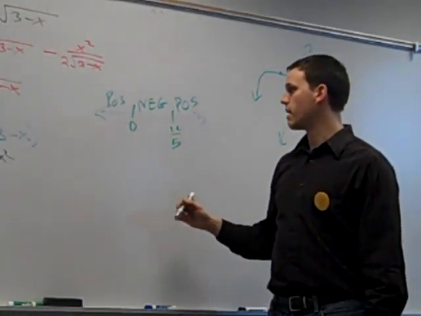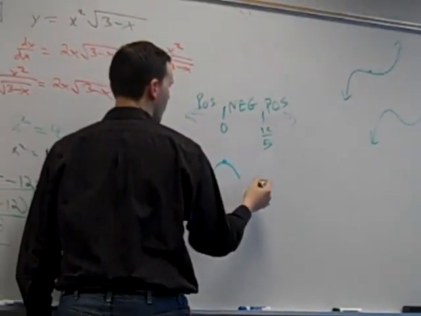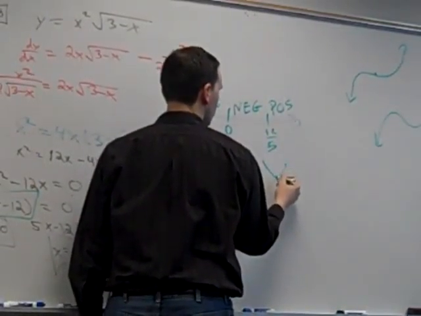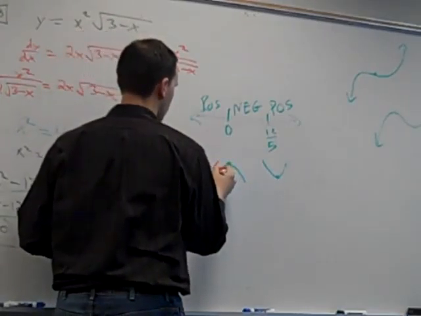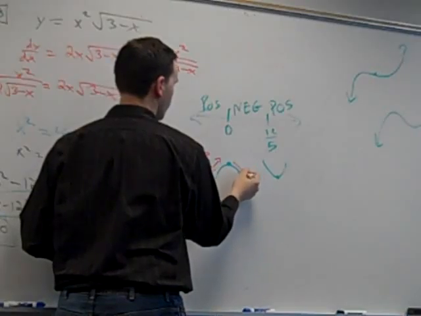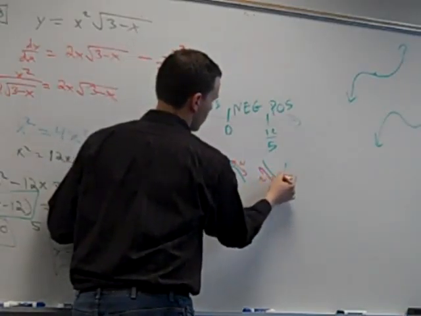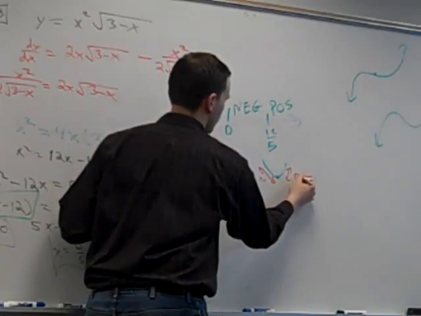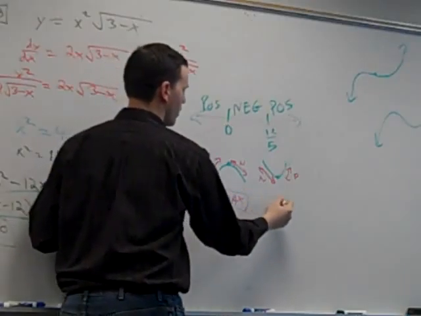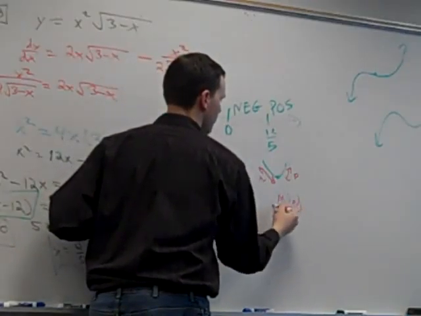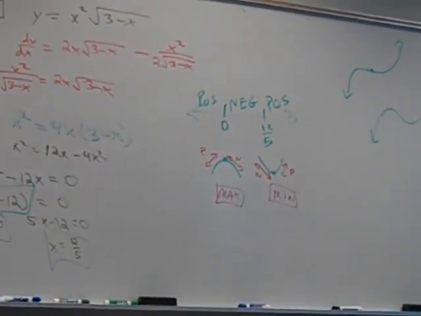So that means that at 0 we're at a max, and at 12/5 we're at a min, because of the tangent lines. That's positive, that's a negative, that's a negative, that's a positive. So 0 is a max, and 12/5 is a min. And there you have it. And then you just plug it back into the function to get that.